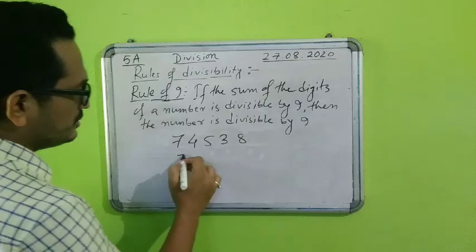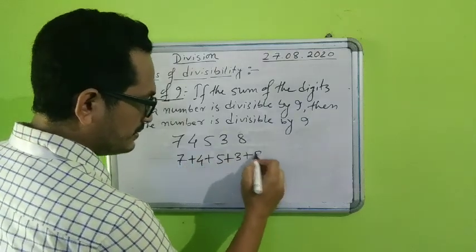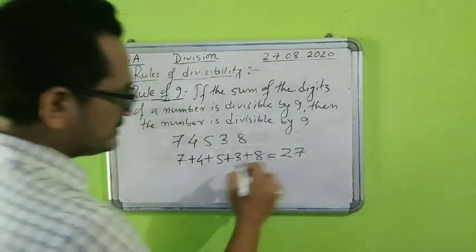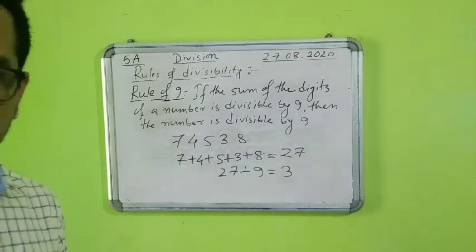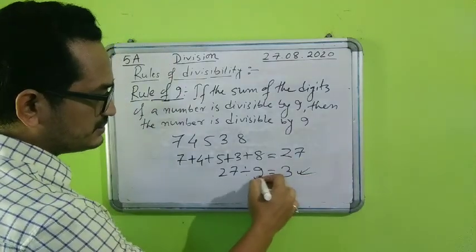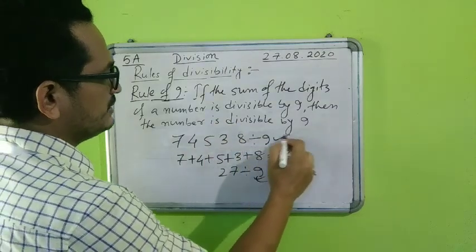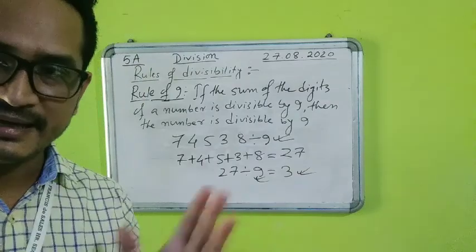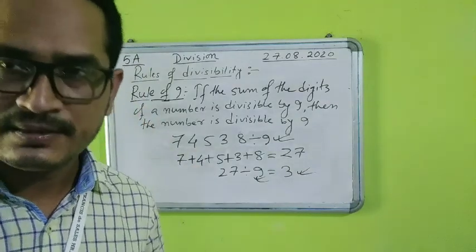So what is the rule? You need to add all the digits like how we did it in 3. So it will give you 27. Now you can see that 27 is divisible by 9, which is 9 3s are 27, and remainder is 0. So if the sum is divisible by 9, then the complete number is also divisible by 9. That means there will be no remainder. It can exactly divide.